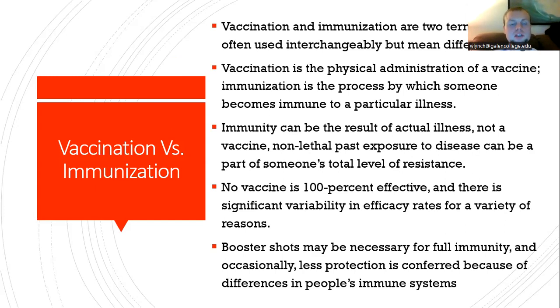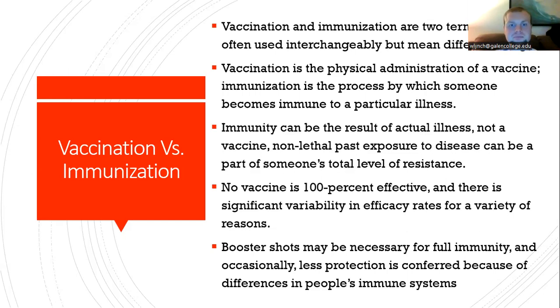So vaccination versus immunization, all right, two different terminologies. Vaccination is the physical administration of a vaccine. Vaccination is simply giving an inert virus or an inert bacteria, and then immunization is the process by which our body actually becomes immune. Immunity can be the result of having the actual illness, so not having a vaccine, but actually just coming into contact with that in the environment, contracting whatever the sickness was, the pathogen, forming our own adaptive immune response to it, okay?